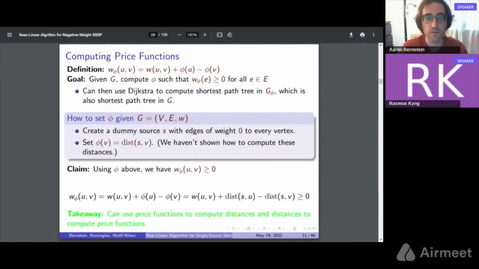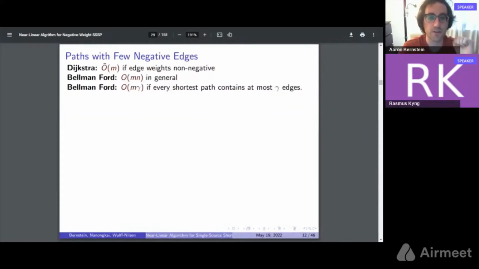Okay, so that's the first ingredient we're going to need: price functions. The second ingredient is, it turns out that negative edges are the hard part. If we only had non-negative edges, then we could just run Dijkstra and everything would be easy. And Bellman-Ford, we know if you have negative edges, it takes mn, but Bellman-Ford also implies something stronger, which is that if every shortest path contains at most gamma edges, then the running time of Bellman-Ford is m gamma. You just stop after gamma iterations. So in fact, you can say something stronger.